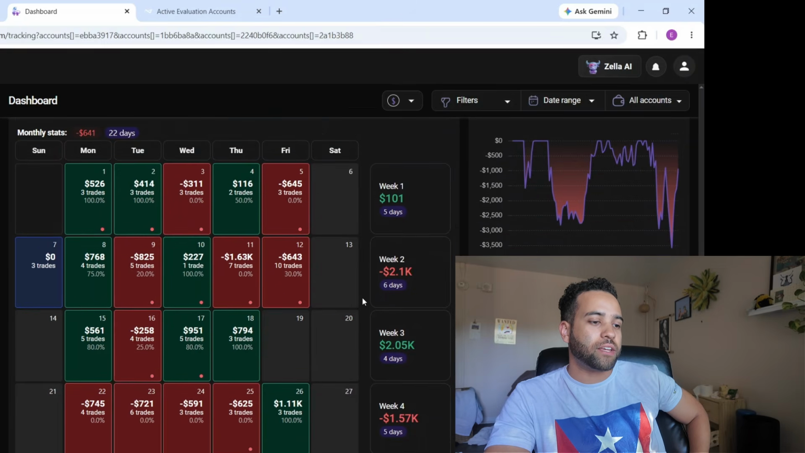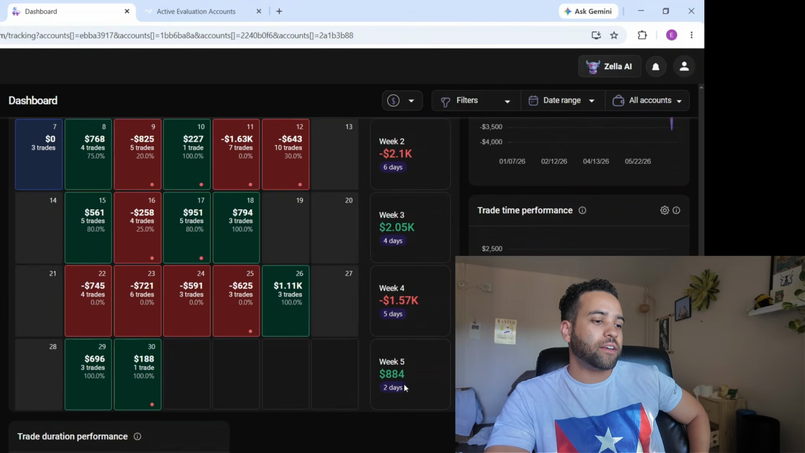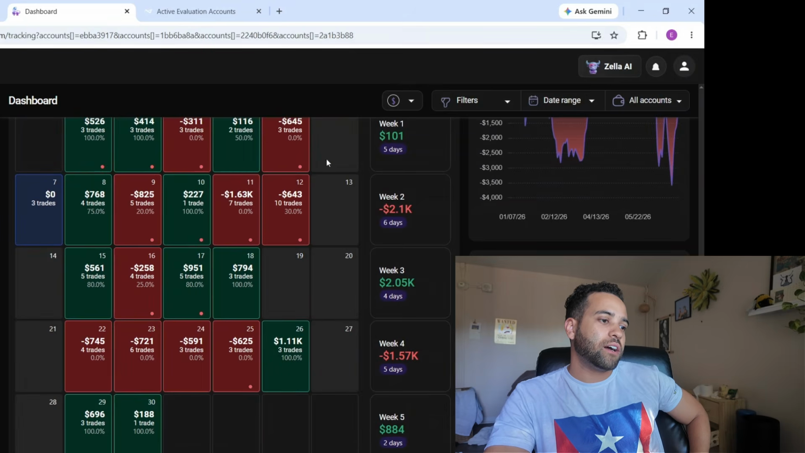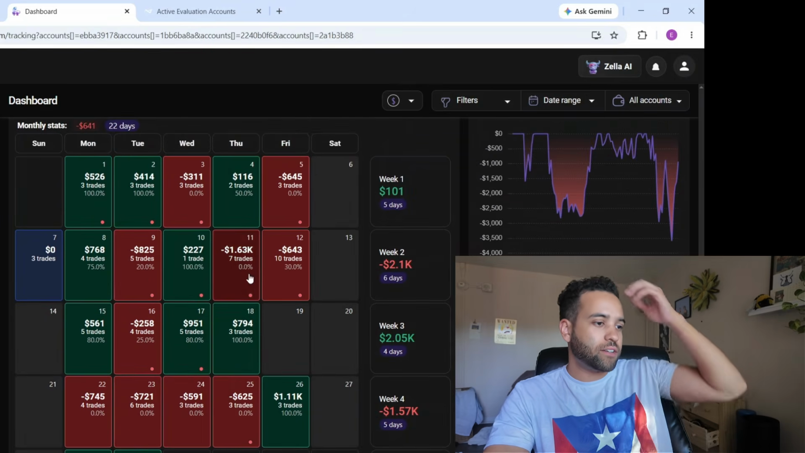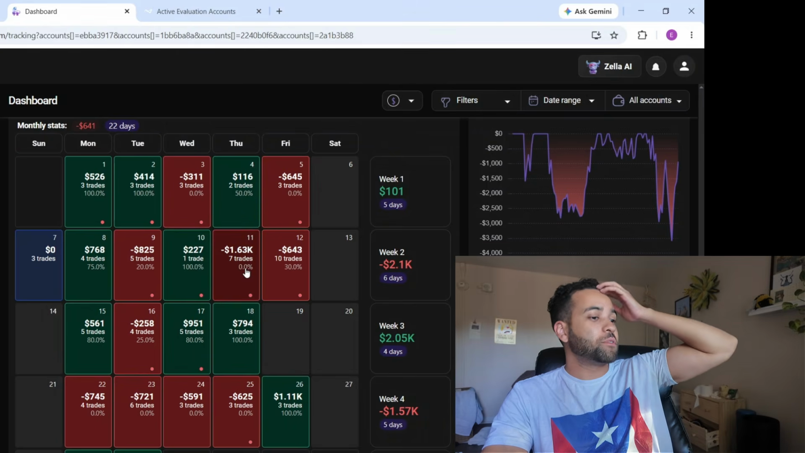So basically break even. I had a 2K loss week, a 2K green week, a 1.5K red week. So a lot of big losses in here. This big loss here was because of that Top One account that I showed you, that I almost blew.